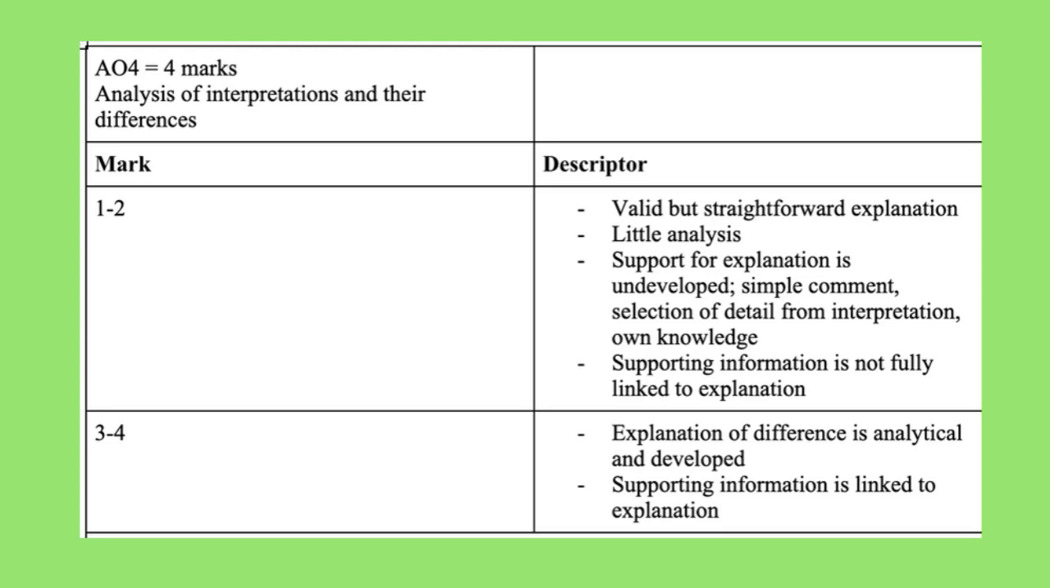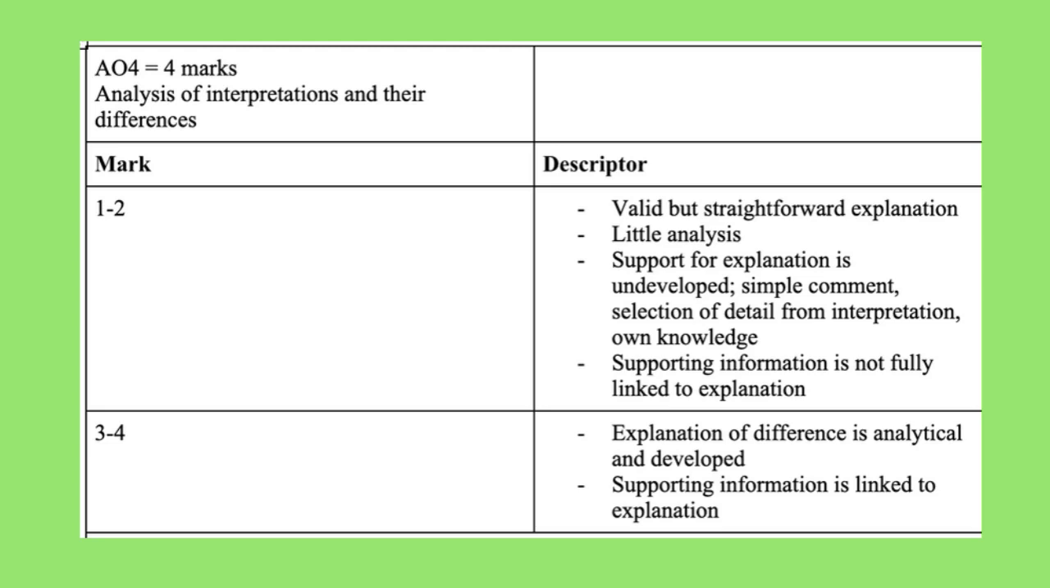Here's the mark scheme for this question, which you can find out about in more detail in our overview video. But we do know that all 4 marks here are awarded for AO4, which is your analysis of interpretations and their differences. So in the previous question, we decided what that difference was, but now we need to try and account for it or explain why there is a difference in the first place.